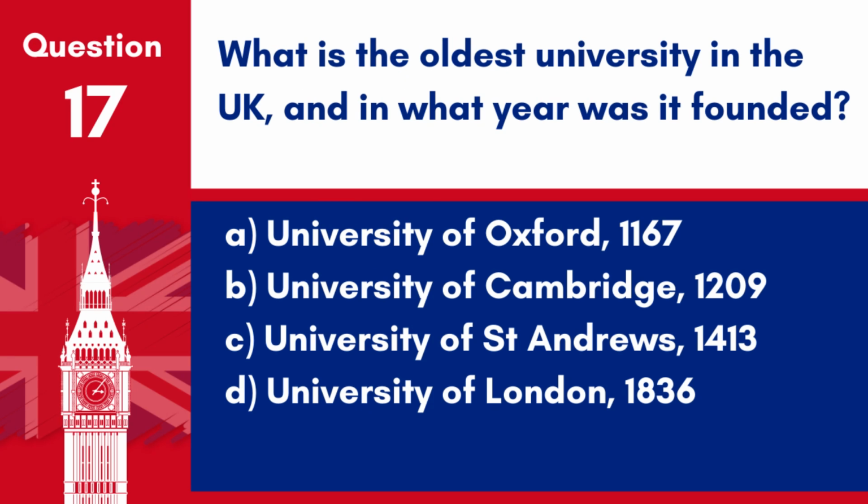Question 17. What is the oldest university in the UK, and in what year was it founded? A. University of Oxford, 1167. B. University of Cambridge, 1209. C. University of St Andrews, 1413. D. University of London, 1836. Answer: A. University of Oxford, 1167. The University of Oxford is recognised as the oldest university in the English-speaking world, with evidence of teaching as far back as 1167.